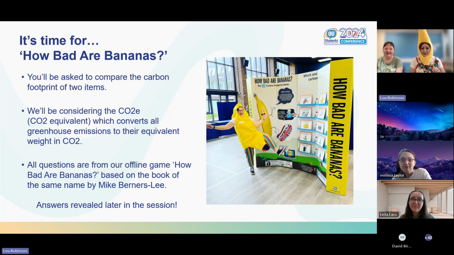When we talk about carbon footprint in this game, we're considering the CO2 equivalent, or the CO2e, as you'll see it written, which converts all greenhouse emissions to their equivalent weight in CO2. No cheating, though. It's not in the spirit of the game.